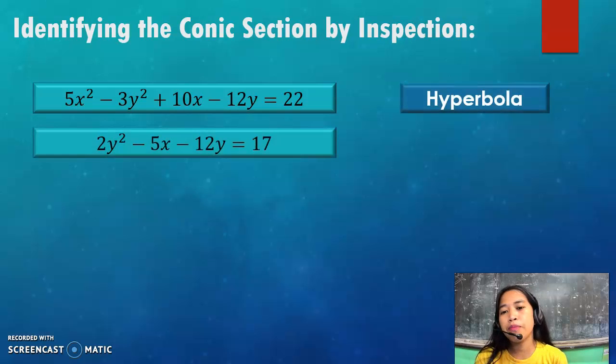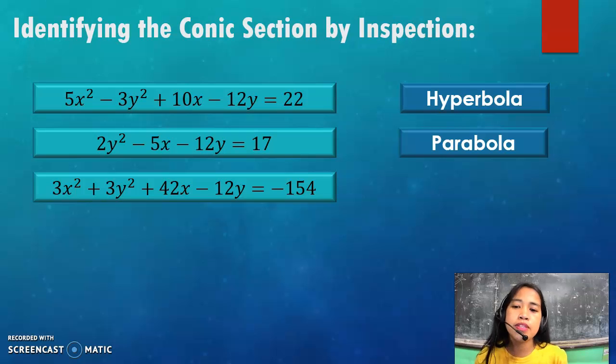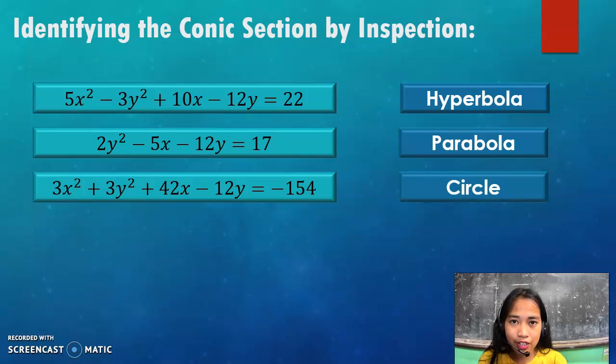Next, 2y squared minus 5x minus 12y equals 17. So let's look at whether x squared or y squared is present. As you can see, only y squared is present. So if that is the case, the equation is a parabola. Okay, we have the third equation. 3x squared plus 3y squared plus 42x minus 12y equals negative 154. So notice that x squared and y squared are both present. They also have the same sign, which is positive. And lastly, they have the same coefficient, which is 3. Therefore, our conic section is a circle.